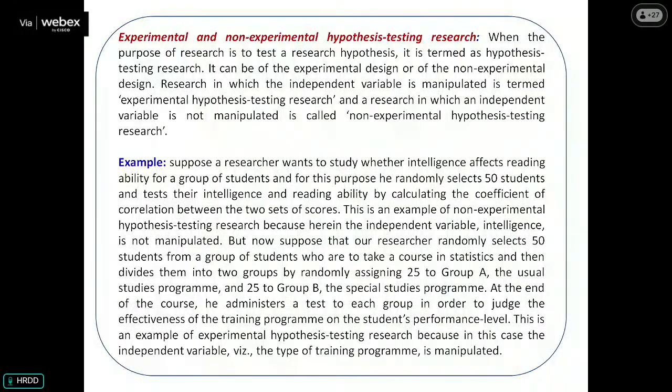Two ways basically. Research in which the independent variable is manipulated is termed experimental hypothesis testing research. So we call it an experiment when the independent variable is changed; you are changing the independent variable, you are performing an experiment. If you are not changing an independent variable, you are not performing an experiment. So that is non-experimental hypothesis testing research.